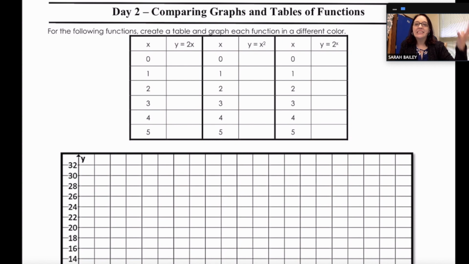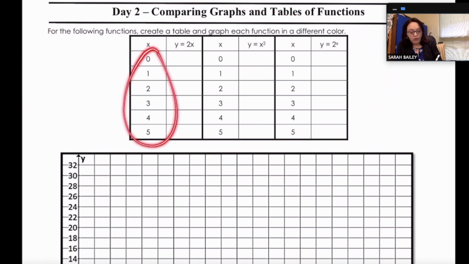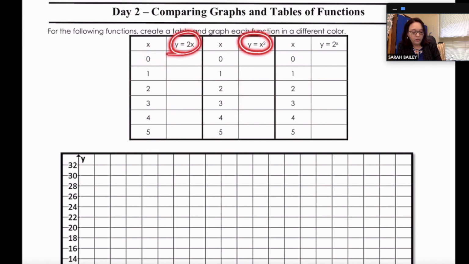Hey guys, today's lesson we're going to talk about looking at the different graphs and tables of different types of functions. So I'm actually going to have you do this first part right here on your own. It says, for the following functions, create a table and graph each function in a different color. So notice they've already plugged in the x values. So I want you to plug each of these x values into these respective equations and fill out these boxes.